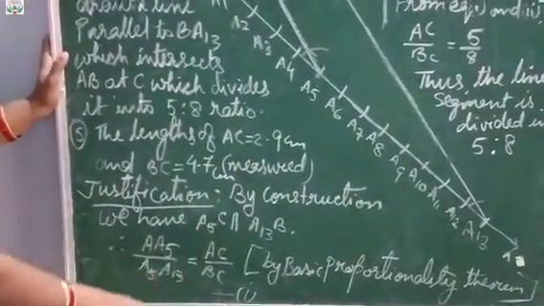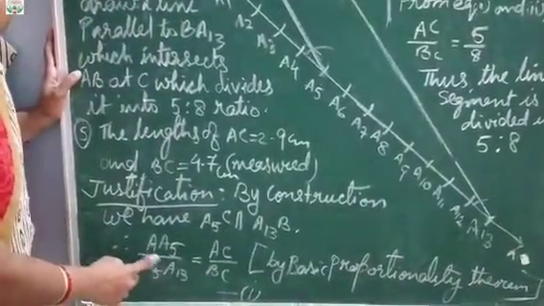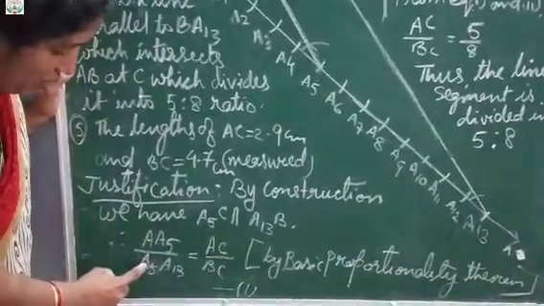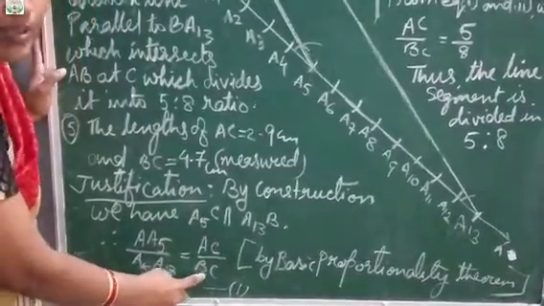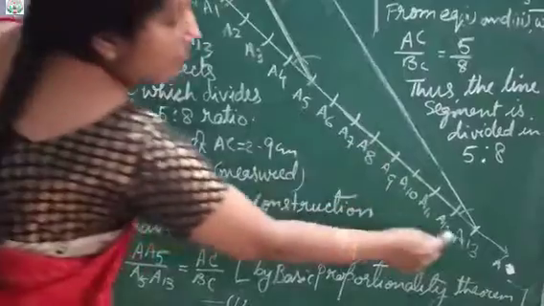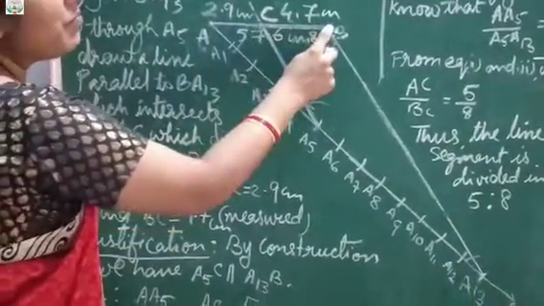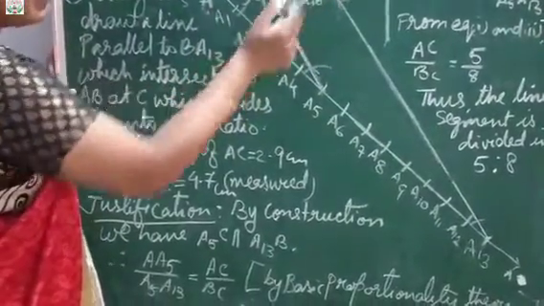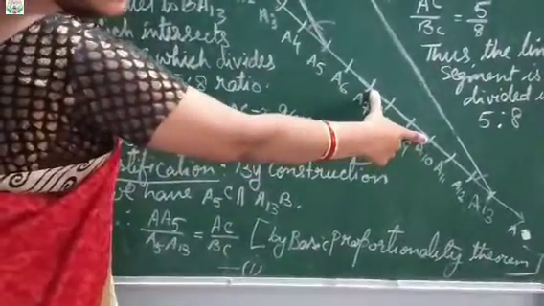Okay, therefore by the basic proportionality theorem, what is that? A5 upon A5A13 equals AC upon BC, means this side AA5 upon A5A13 equals AC upon BC. This upon this, first this upon this part.